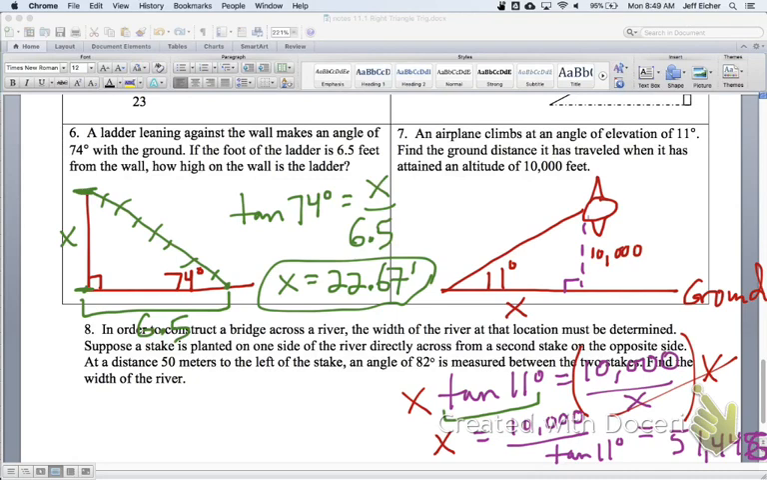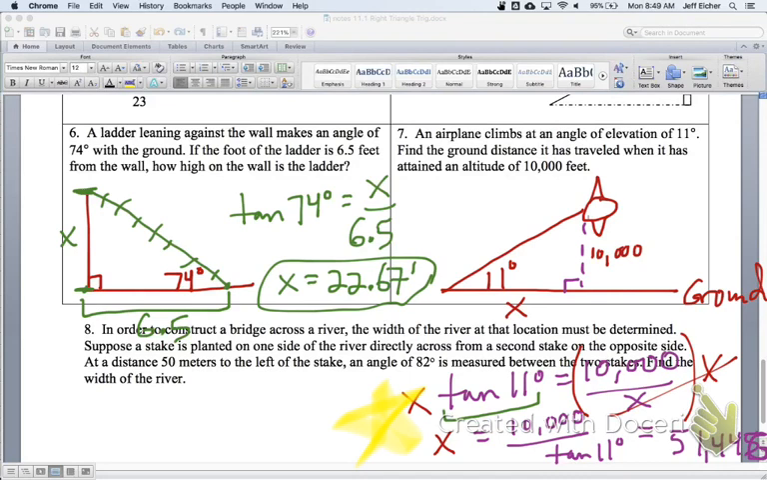51,000 feet is the ground distance, or approximately 10 miles. So by the time the plane has reached 10,000 feet, it's gone 10 miles along the ground. Be careful that you know how to solve ones like that whenever the x is in the denominator.